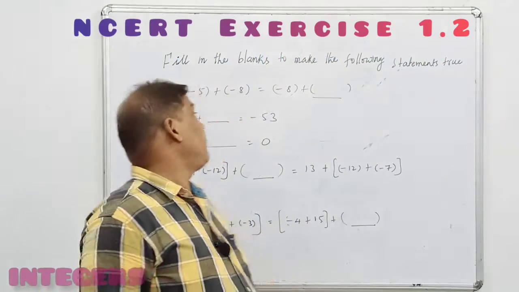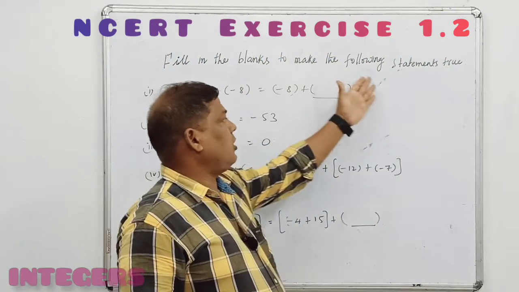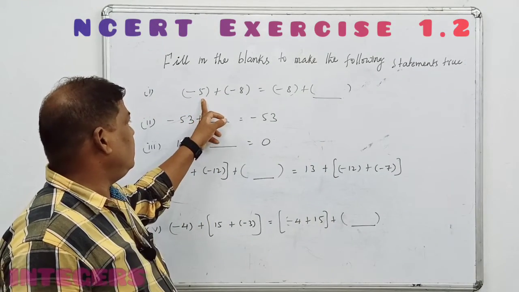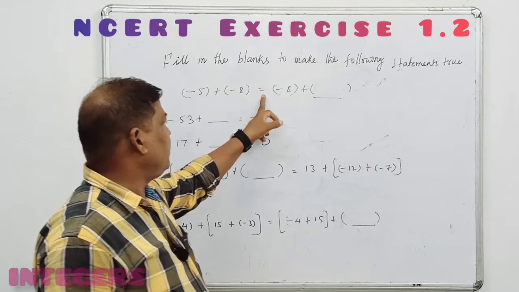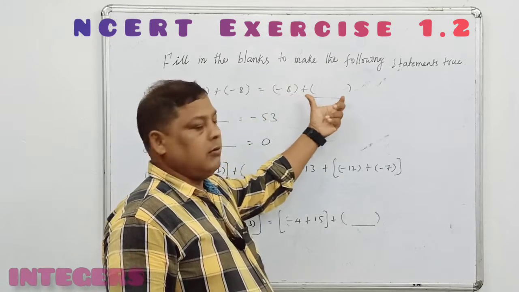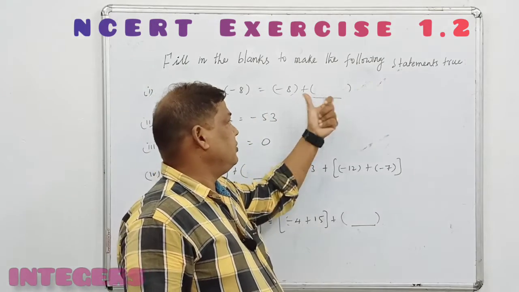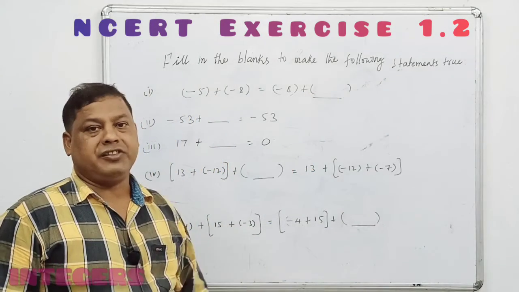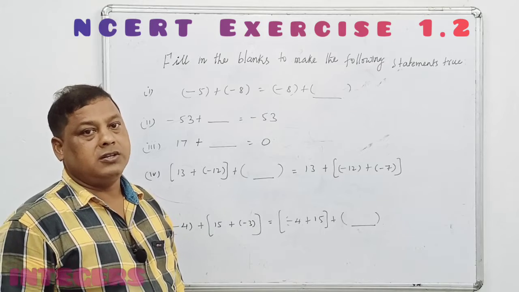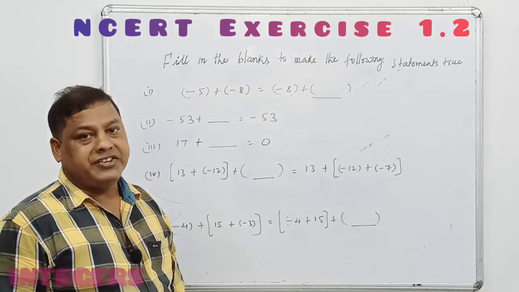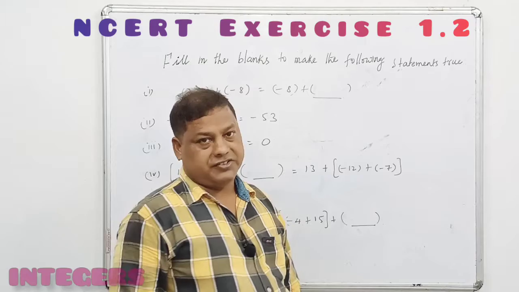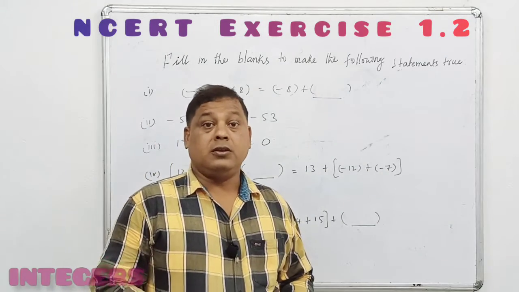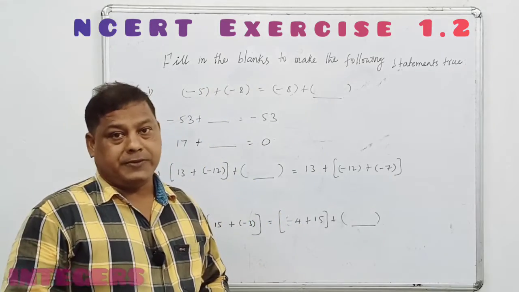Now let us see, fill in the blanks to make the following statements true. So first one, minus 5 minus 8 is equal to minus 8 plus, here is the blank. So you have to fill here the blank. So in previous section already we have learned the properties of addition and subtraction of integers. So in that properties we learned commutative property.